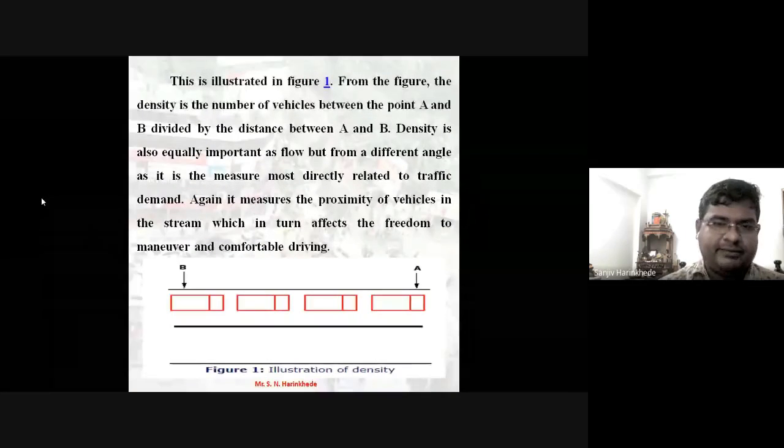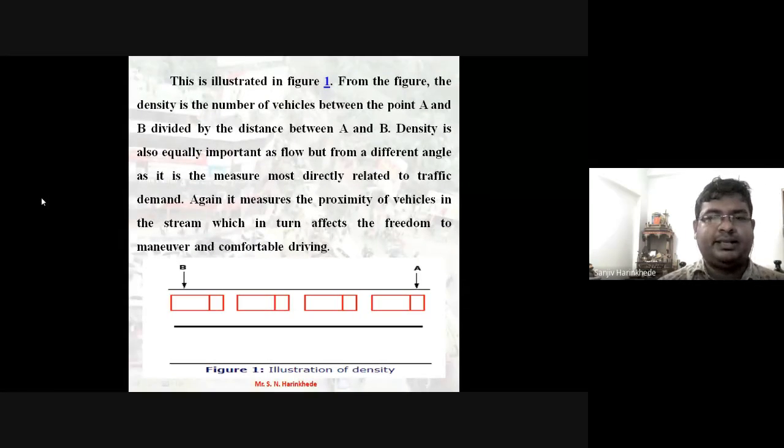There is one figure which I have illustrated. This illustration in figure 1 shows that between points A and B there are 4 vehicles. The density is the number of vehicles between points A and B divided by the distance between A and B. Suppose there are 4 or 5 or 6, n number of vehicles between A and B. This can be divided by the space.